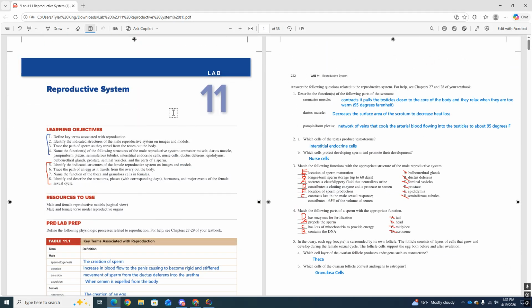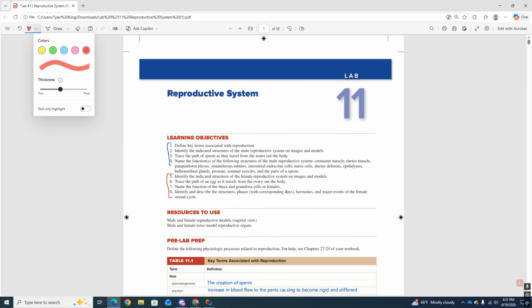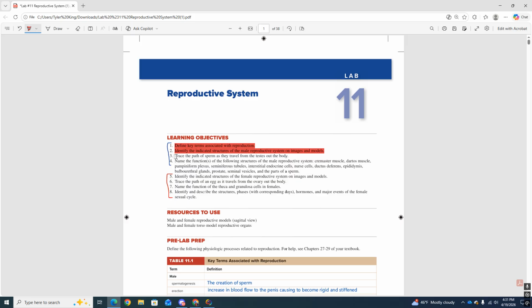Okay. So I think after this, guys, let's get back to a single page here. Zoom in. I think after this, you for sure are able to define the key terms right down here. You are able to identify the indicated structures in the male reproductive system and models, trace the path of sperm, and name the functions of all these things, okay? And hint, hint, this was another pre-lab prep. You can identify the indicated structures in the female system, trace the path of an egg as it goes from the ovary to out of the body, name the function of the theca and granulosa, hint, hint, another pre-lab prep, and then identify and describe the structures, phases, hormones, and major events of the female sexual cycle. I think you guys can do that, okay?